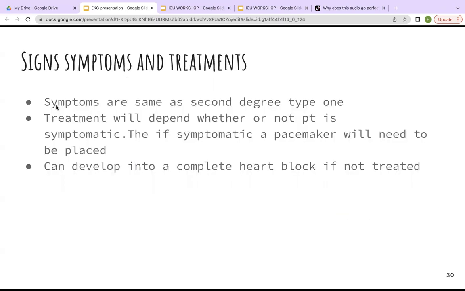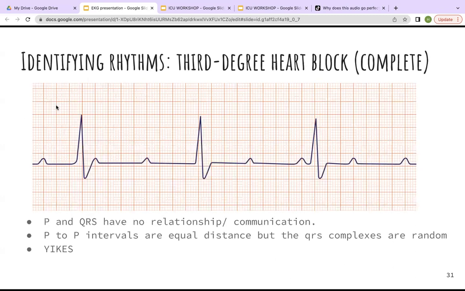Signs, symptoms, and treatments are the exact same as the type 1. Treatment will depend if it's symptomatic, but more than likely you're going to end up with a pacemaker and frequent visits to your cardiologist. So here is the third degree.